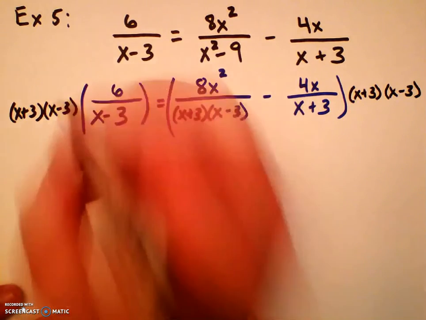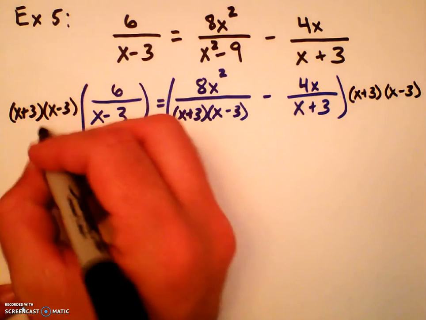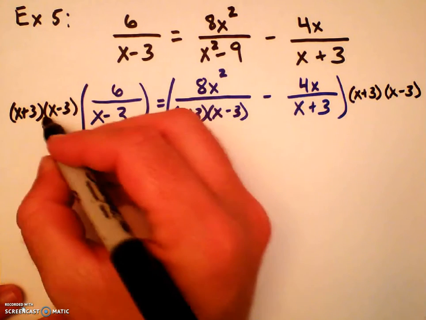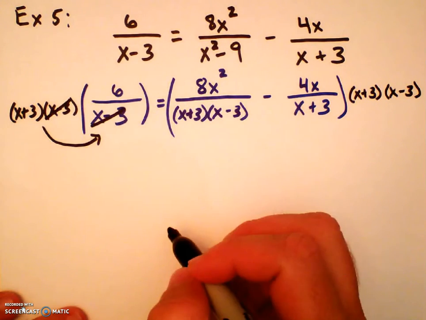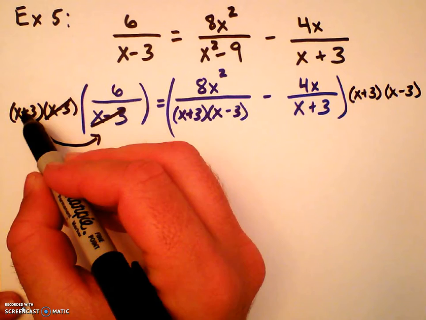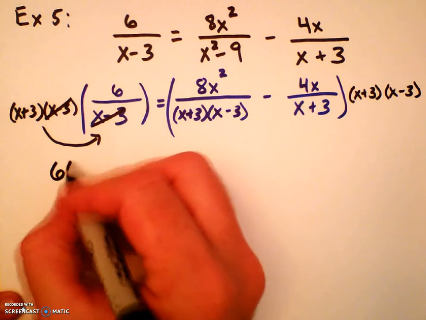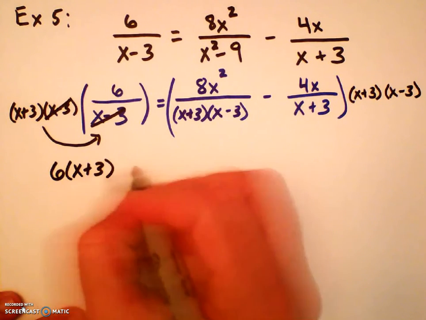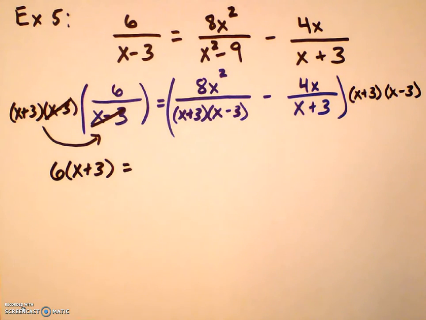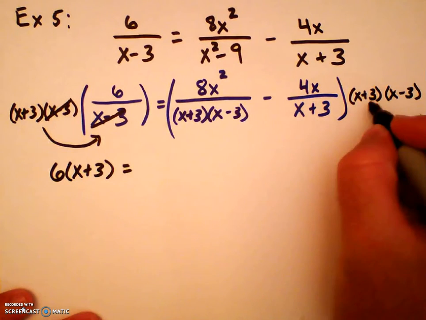So if you notice, when I multiply these two, the x minus 3's will cancel. And I'm left with the 6 and the x plus 3. The left side of my equation is done. I have no more fraction on that side. I'm going to do the same thing to the right-hand side.